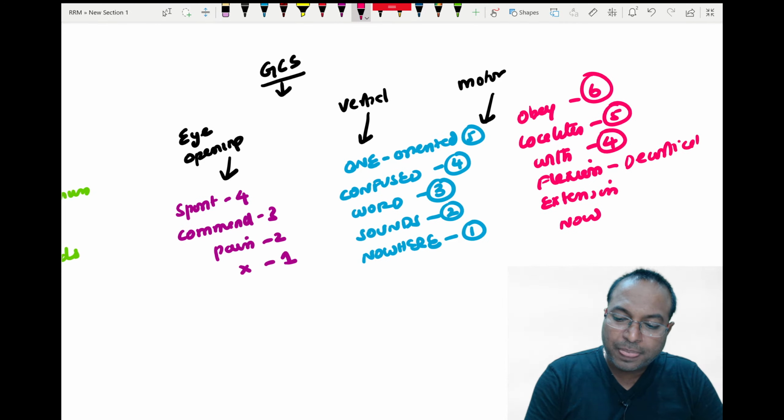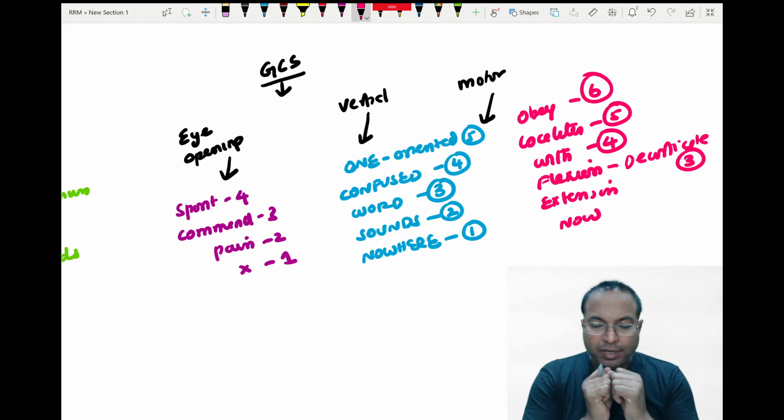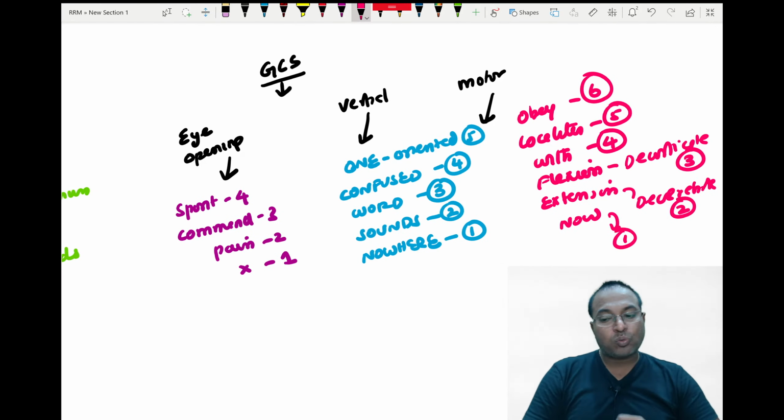decorticate rigidity. You would have read in medicine, decorticate position. The patient is lying in a decorticate position. Patient lying in a decerebrate position. Decerebrate position is 2 points. No response is 1 point.